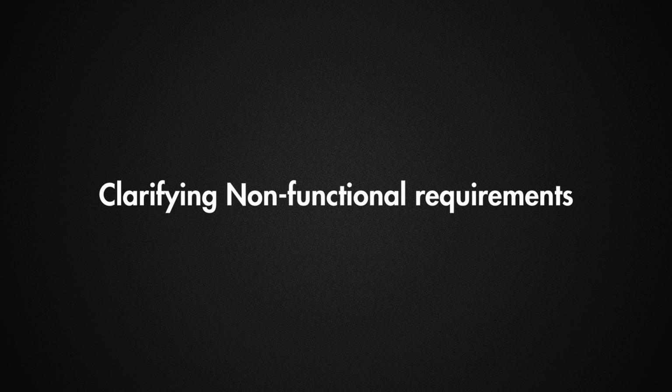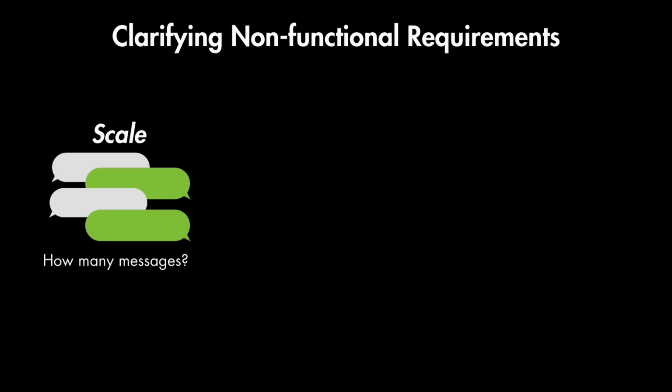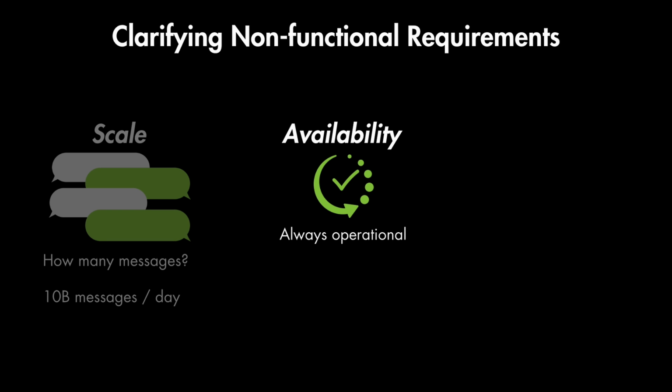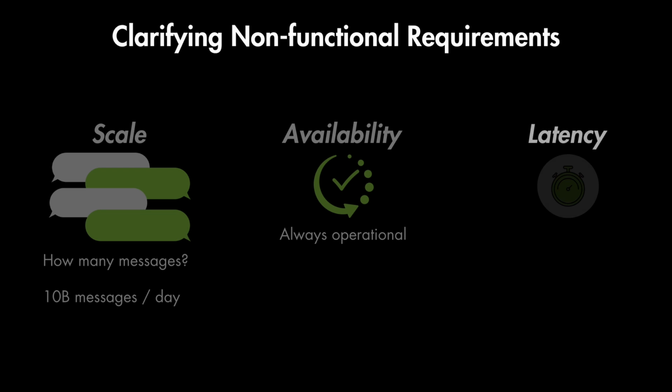From non-functional requirements of this system, first let's talk about the scale, which is how large will the system be and how many messages do we handle. For this, let's say 10 billion messages are sent every day, and we are aiming to double that within a year. In terms of availability, we want this to be highly available and always operational. And for the system latency, we want this to happen almost instantly, so the API target is 100 milliseconds.